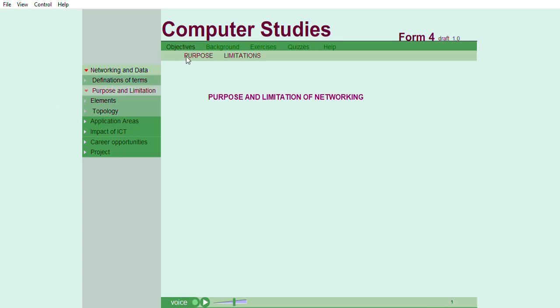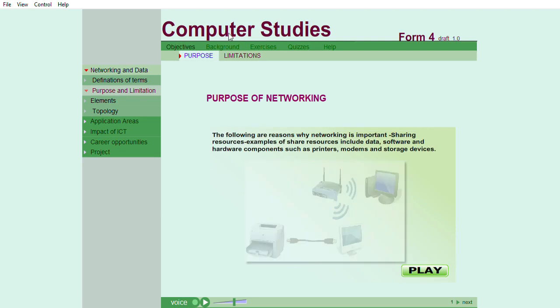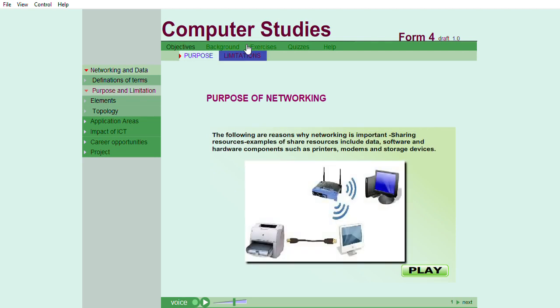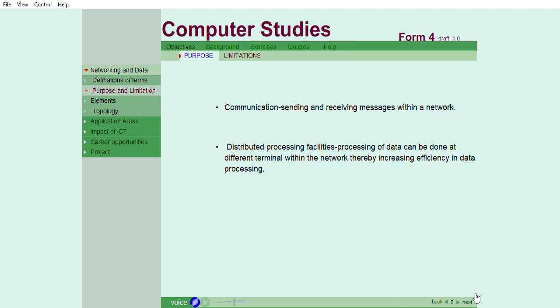Purpose and limitations of networking. The following are some of the reasons why networking is important. Sharing resources, software and hardware.